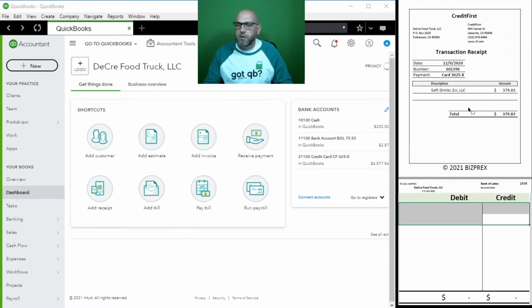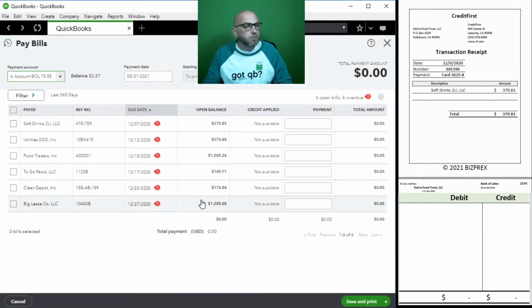Okay, we have a transaction receipt here. So what is happening? We're paying an invoice from soft drinks using our credit card, right? So now we can use this button to pay. And now when we pay them, we're not going to impact the expense account. We will only impact our accounts payable account. However, at that point, our expenses will be recognized for cash basis purposes. Okay, anyway, let's go ahead and pay it.